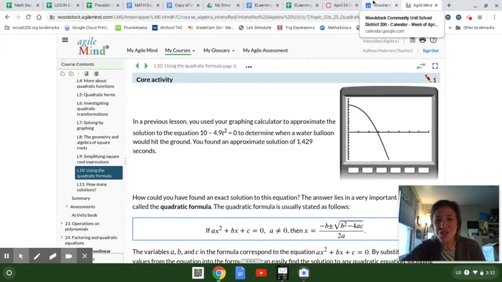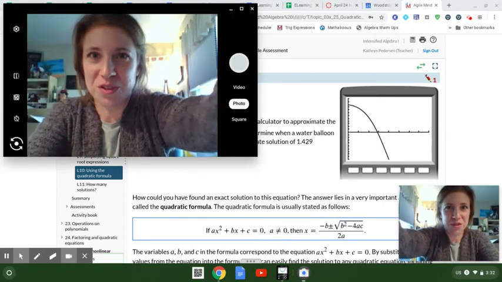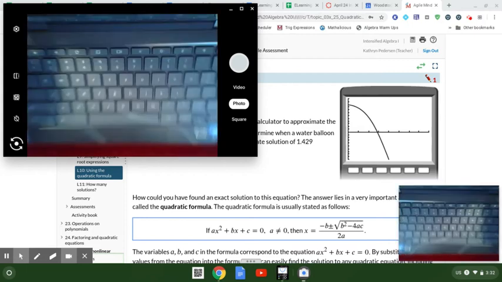So I want you to go ahead and copy that down into number 1 underneath core activity in your workbook. Copy down that quadratic formula right here. You'll notice you have all of this stuff up through x equals. You need to copy in that quadratic formula. For those of you who don't have your workbook, please write it down on whatever paper you are taking notes on.